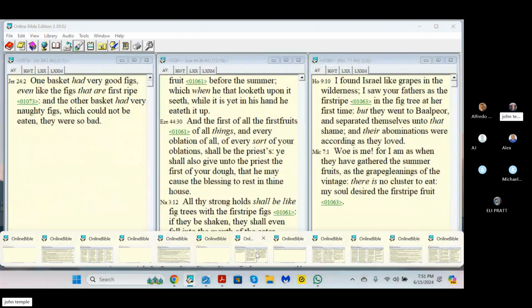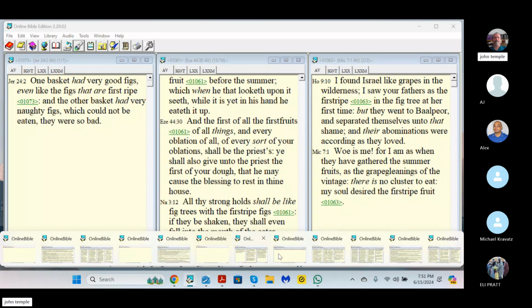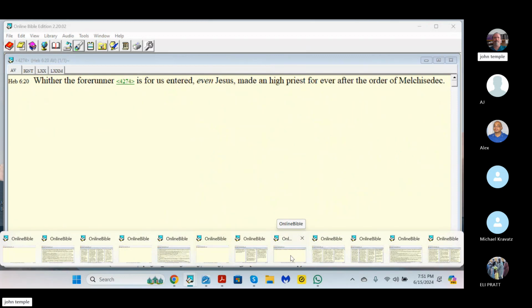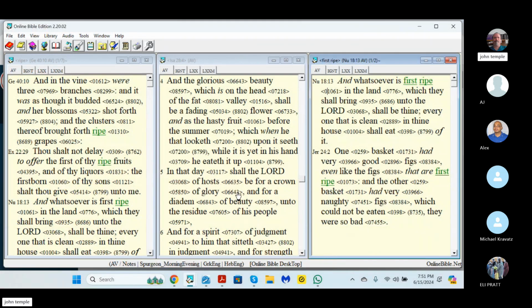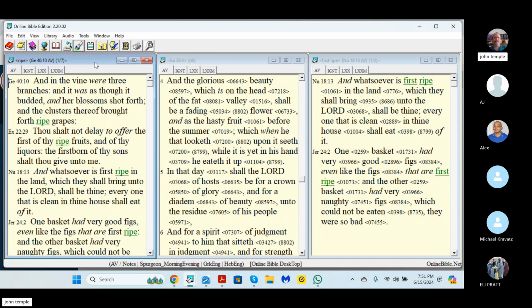Yeah. And then this, the good figs, we saw that already. And this, first ripe, we can get into first ripe some other time. The forerunner, we did. This we did, the ripe fruits. I took all the words with ripe. There's seven verses with ripe. Believe it or not, there's only seven verses with ripe in it.